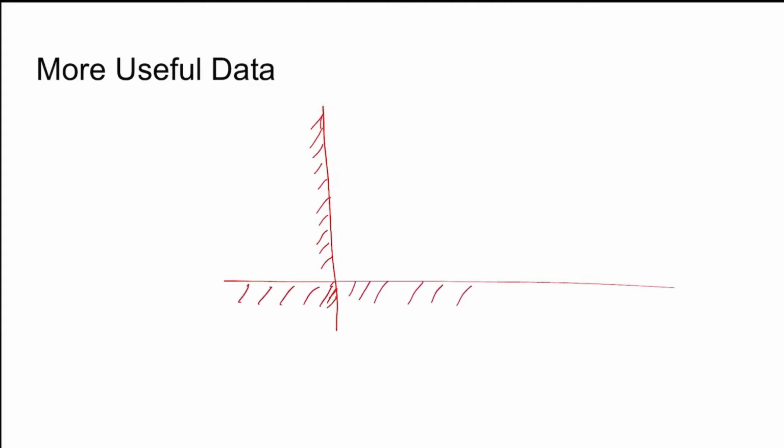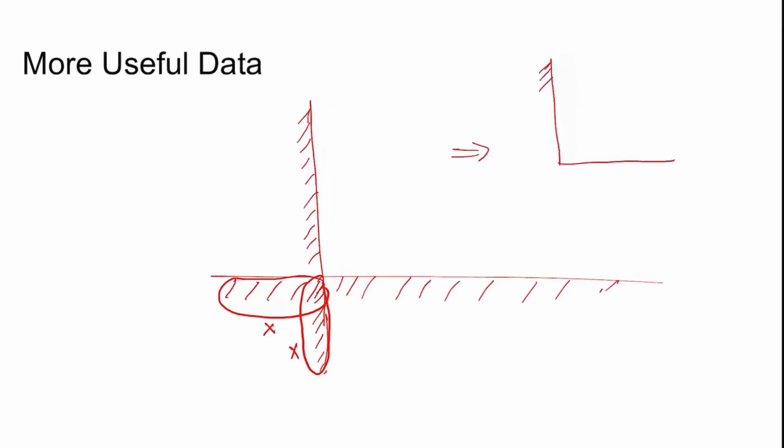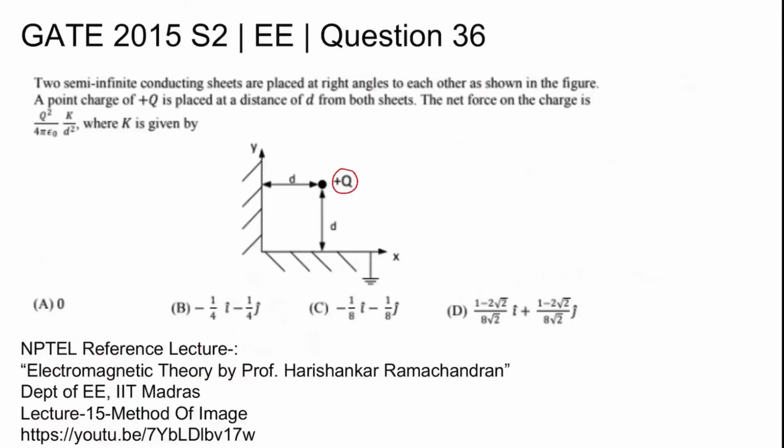So coming to another useful piece of data: if we have semi-infinite sheets, semi-infinite means these are infinite sheets. Now for this sheet you just cancel this one, and for this sheet you just cancel this part, so you are left with this sheet configuration. Now with this you have a charge q, let's say it is placed at (d, d). Now this distance is also d, this distance is also d, as shown in the figure, right?